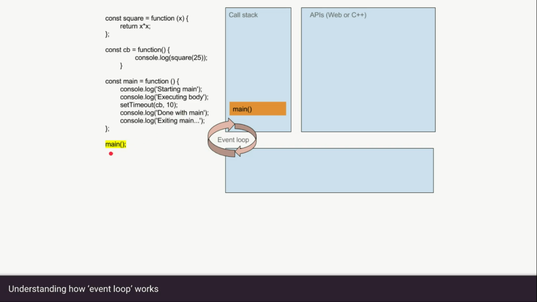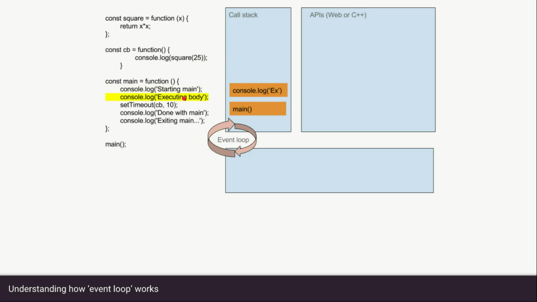In the first step, main is going to execute. The main function is put on the call stack. Then we encounter this console.log statement, so on the call stack we put console.log. console.log is going to be called in the next step. Now we have two items in the call stack, and once this console.log starting main gets over, it is going to be popped and we are going to move to the second line.